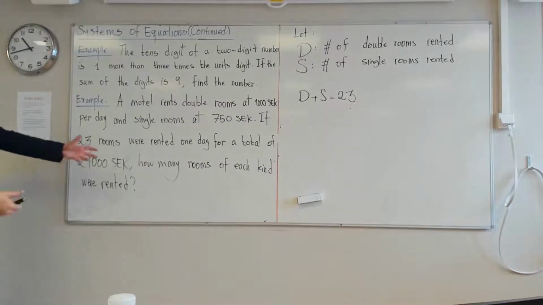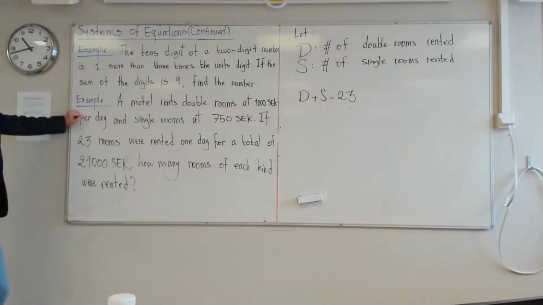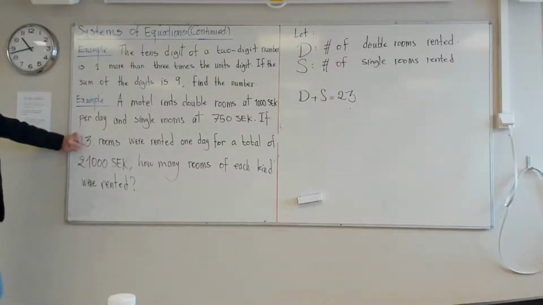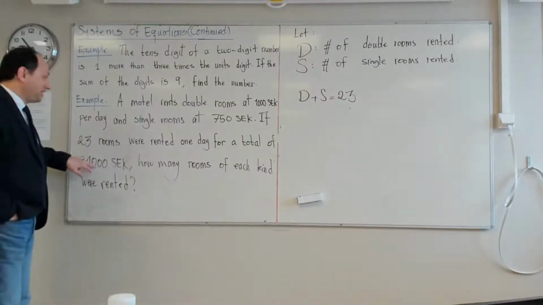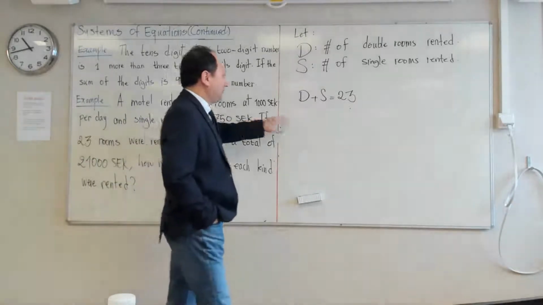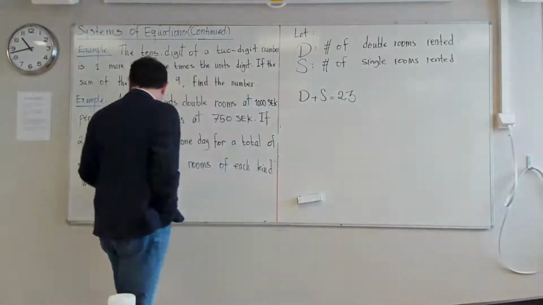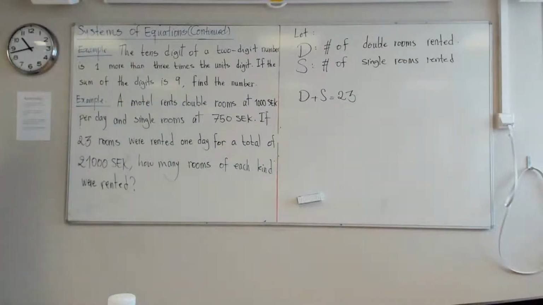We know that the total money earned by that motel, lucky motel, yes, 21,000 crowns is too much for one day, isn't it? So anyway, probably I should run a motel rather than teach mathematics, yes? So anyway, how should I set up an equation using this piece of information? Can you just tell it to me by reading the problem?